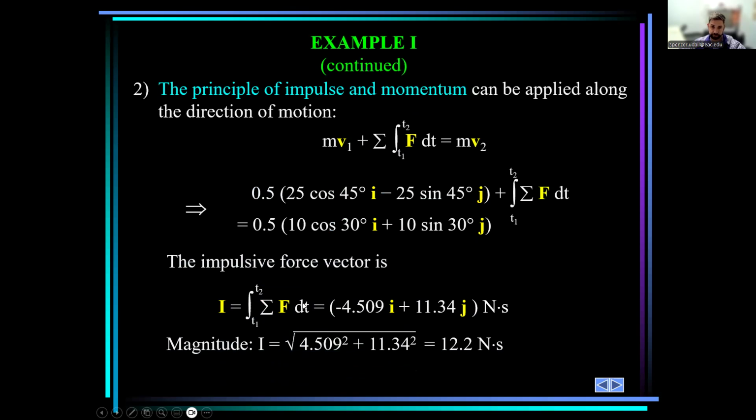And we'll end up finding in the i this much and in the j that much, with some interesting units, Newton seconds, right? Force times time. That's why it's like that. And if you wanted to get a magnitude, you could do like we've always done, Pythagorean theorem. We got 12.2 Newton seconds.